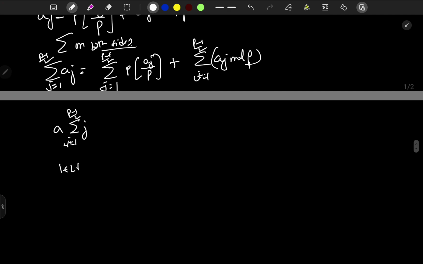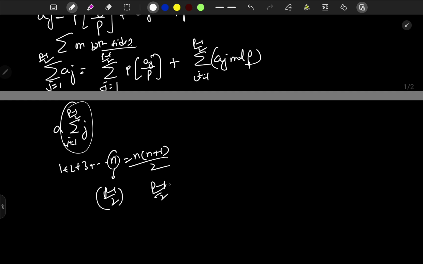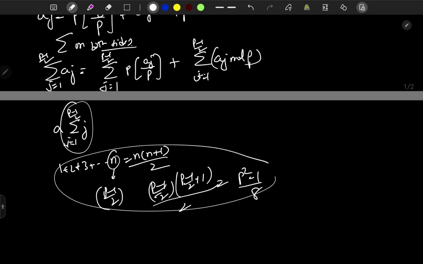We know that 1 plus 2 plus 3 and so on up to n, what is the value? n into (n plus 1) by 2. So similarly here n is (p minus 1) by 2. So what will happen? Tell me, what is this value? (p minus 1) by 2 into ((p minus 1) by 2 plus 1) by 2. How much? Total p square by 8. Okay, p square by 8.